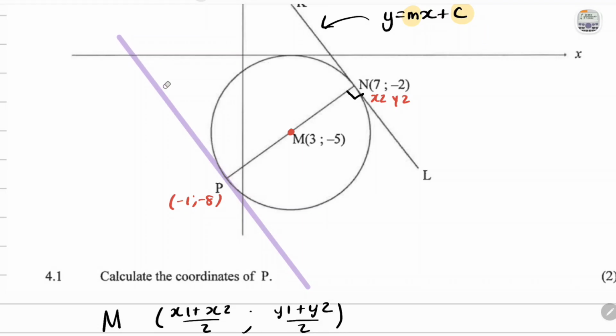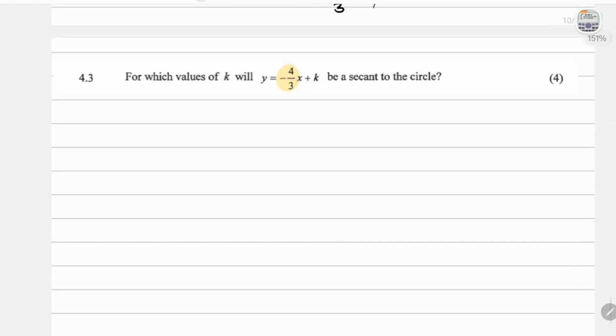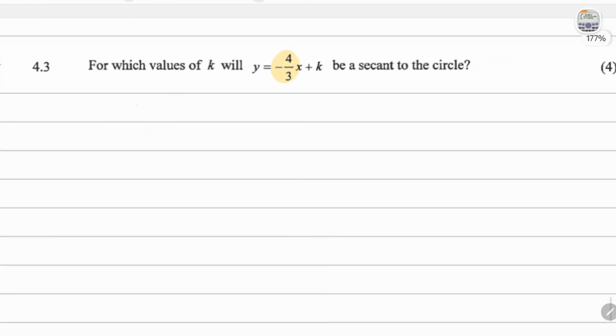So we look at it like this. We already know the gradient of this line. It's negative 4 over 3. And we know it's intersecting P. So now we can find out exactly what that y-intercept is by finding the equation of this line. We're looking at a line with a gradient of negative 4 over 3 intersecting P, which is negative 1 and negative 8. So the gradient is negative 4 over 3. So let's find this.